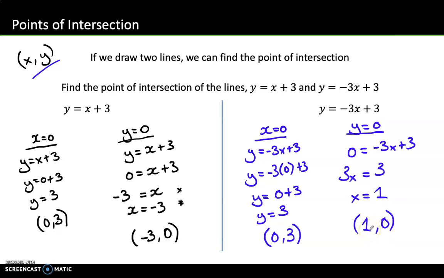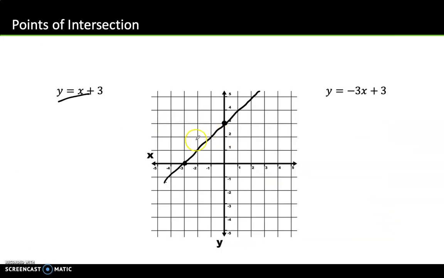Okay, so now we're going to plot this point now. So it was the point 1, 0, which is here, and 0, 3, which is here. And when we draw these as best as I can, oh, that is a terrible straight line. So again, make sure you're using the ruler.